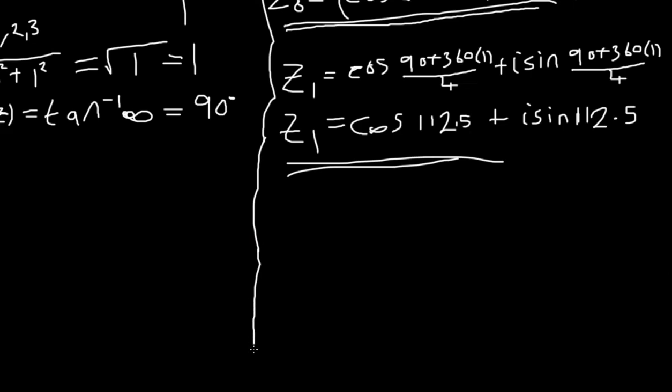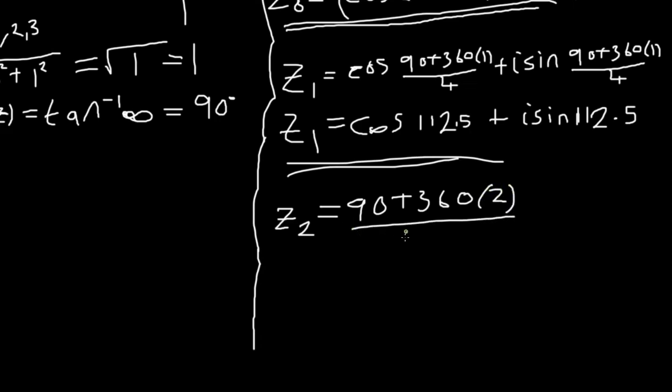Let me find z2 also. So for z2, I can first start by finding the angles. My angle is going to be 90 plus 360 times k, where k is 2, over 4. So my angle is going to be this, which will give me 202.5.